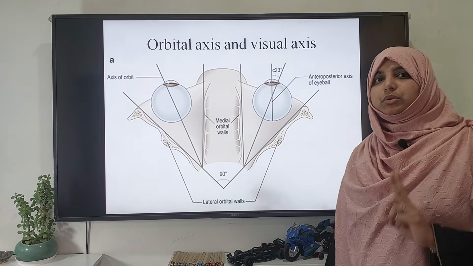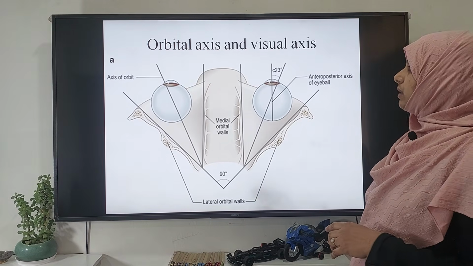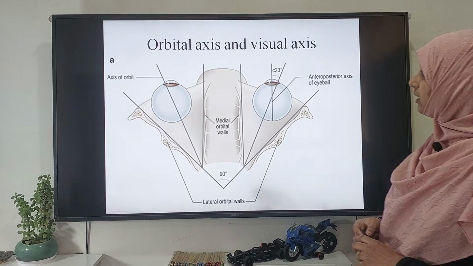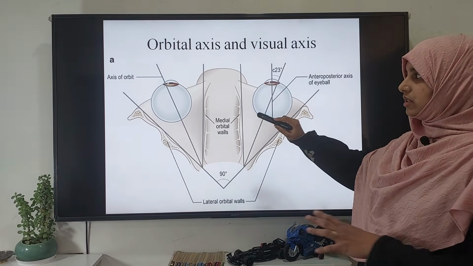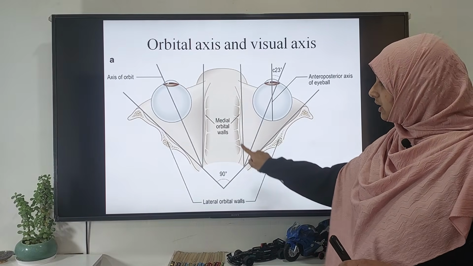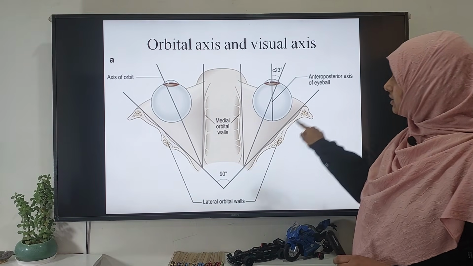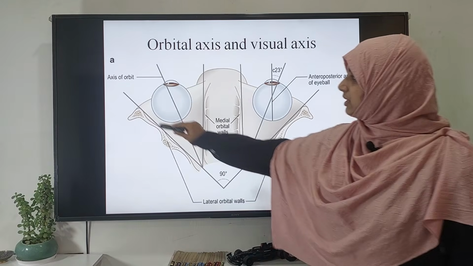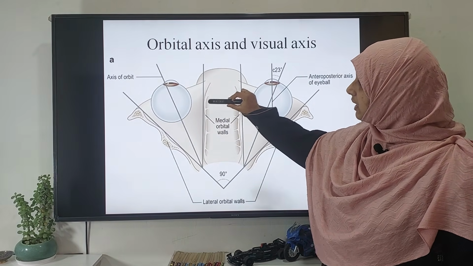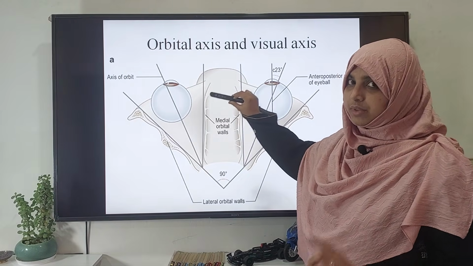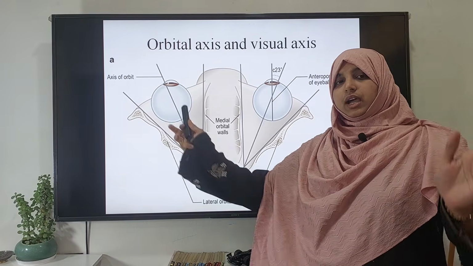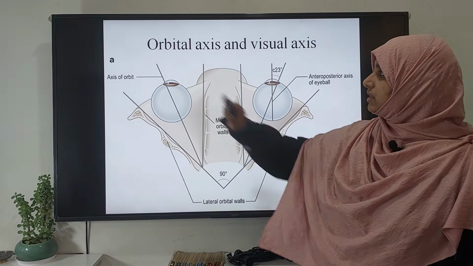Now, we should know about two axes before we begin. Number one is called the visual axis. Another one is called the orbital axis, right? In this image, you're seeing these orbits from above. This is the nose, this is the medial wall of the orbit and this is the lateral wall of the orbit. As you can see, the medial walls of the orbits are placed parallel to each other, separated by a distance of 2.5 centimeters. Whereas if you notice, the lateral walls of the orbits are diverging at an angle of 90 degrees from each other.